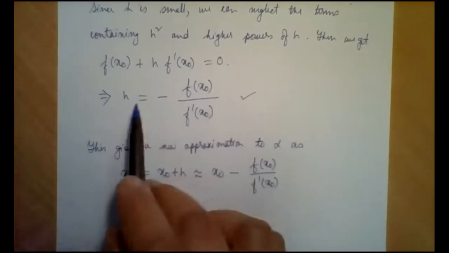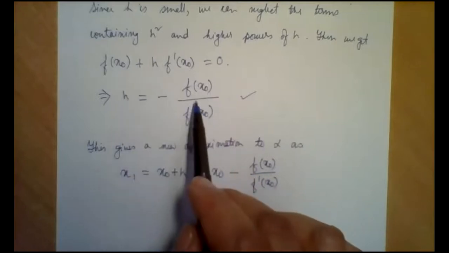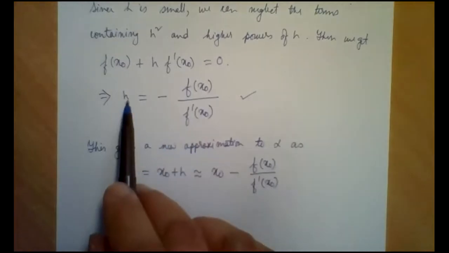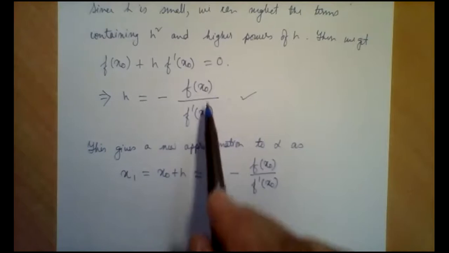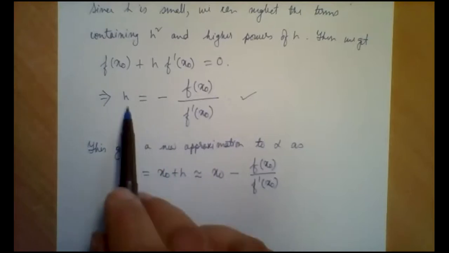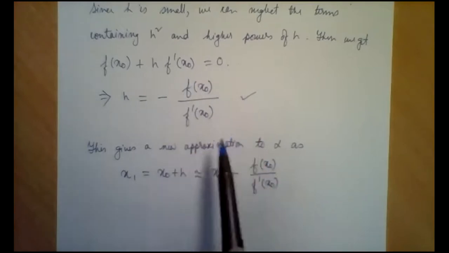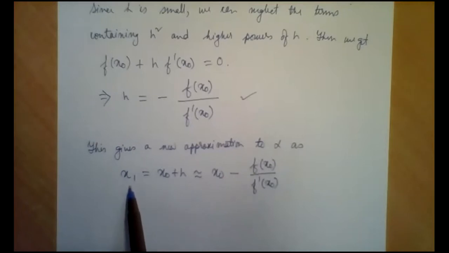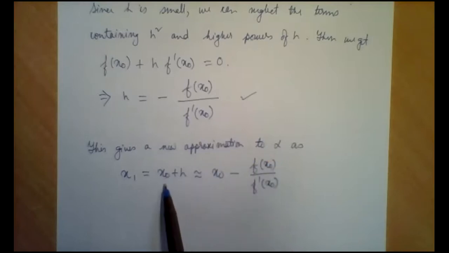So you see, when we neglect the higher powers of h, we get this expression. This is only an approximation. When we add the exact value of h to x0 we should get alpha, but we have neglected the higher powers of h. So this gives us the next approximation to alpha. This x1 will be closer to the real root alpha as compared to x0.